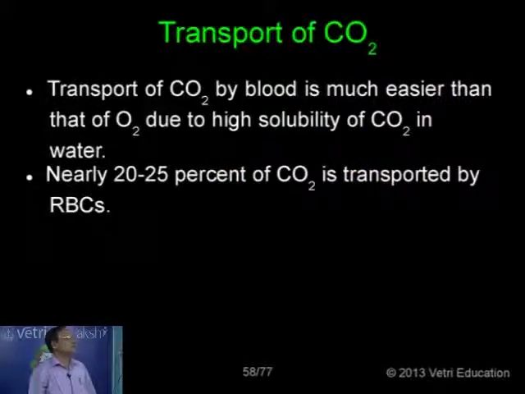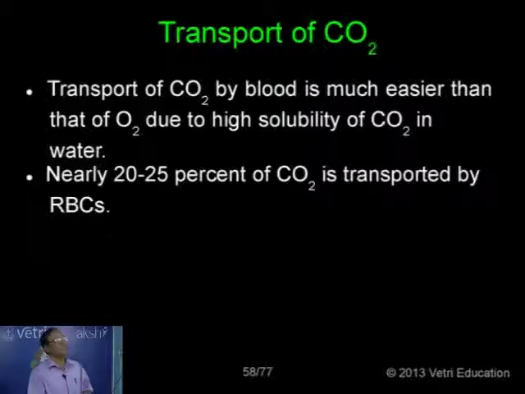So now let's pass on to another gas, the transport of carbon dioxide, and how it is being transported. When compared to oxygen, the transport of carbon dioxide by the blood is much easier. This depends on one of the three factors I mentioned earlier: the concentration gradient and partial pressure, the solubility of gases, and the thickness of the membranes. These three are responsible for whether the diffusion of gases takes place or not, or whether gases are transported in the normal way or not.